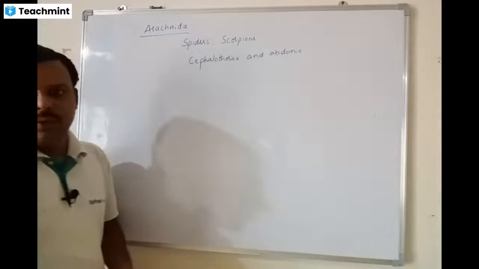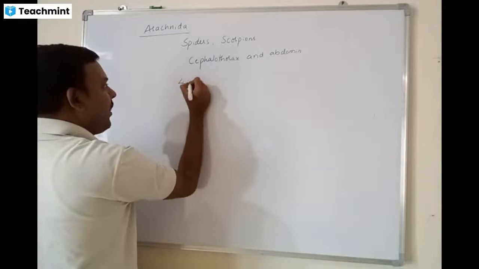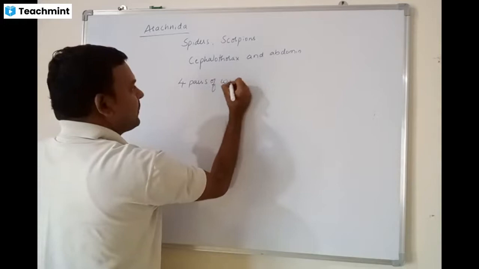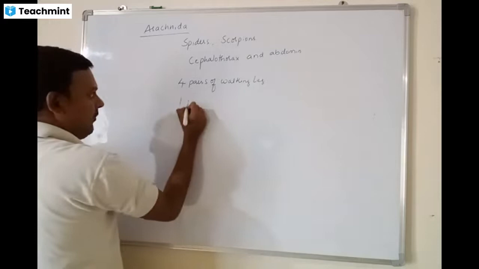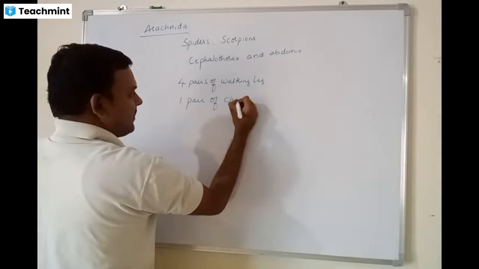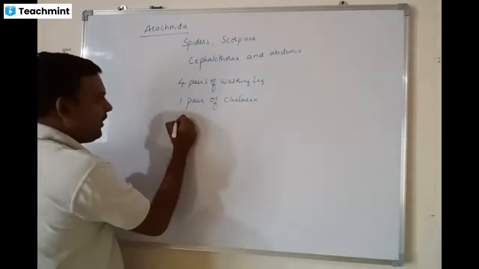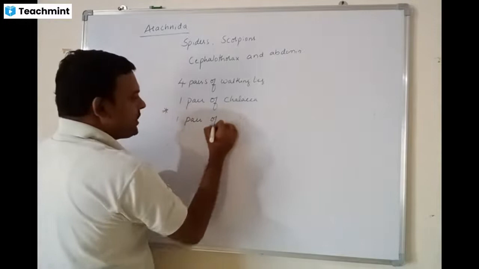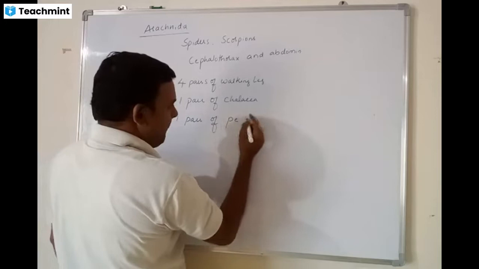From the cephalothorax, there are four pairs of walking legs, and one pair of chelicerae, and one pair of pedipalps. This is very important. So this kind of pedipalp, an extra structure, can be seen in this particular class of animals.